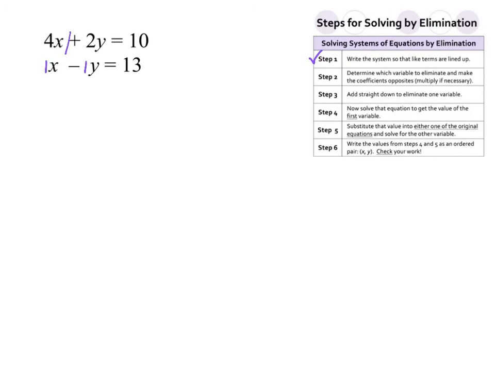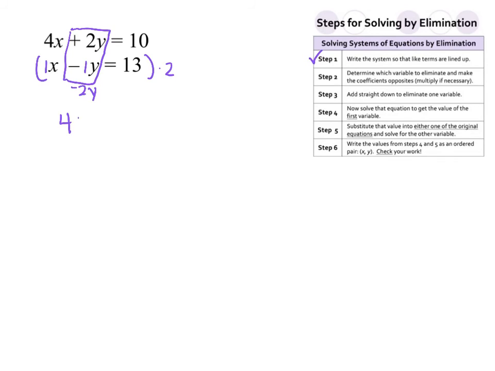I'm going to pick the y's because I see that I already have a positive and a negative, so I'm not going to have to multiply by a negative number this way. If you pick the x's, since the signs are the same, you would have to multiply by a negative number. So I picked the y's. I want this to instead be a negative 2y so that the y's eliminate, so I have to multiply by negative 1 by 2.